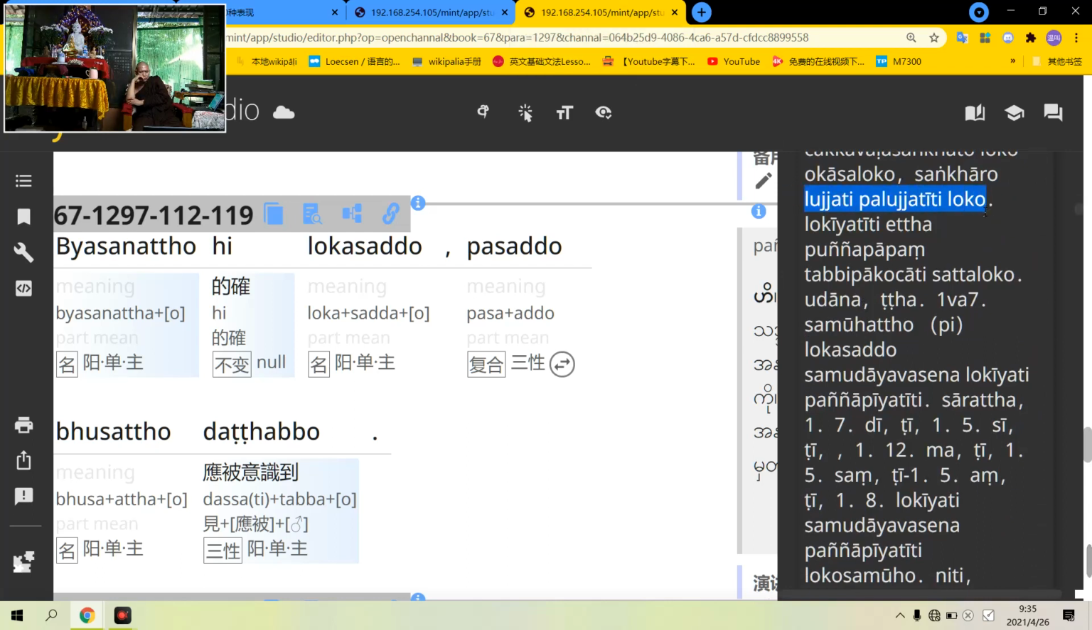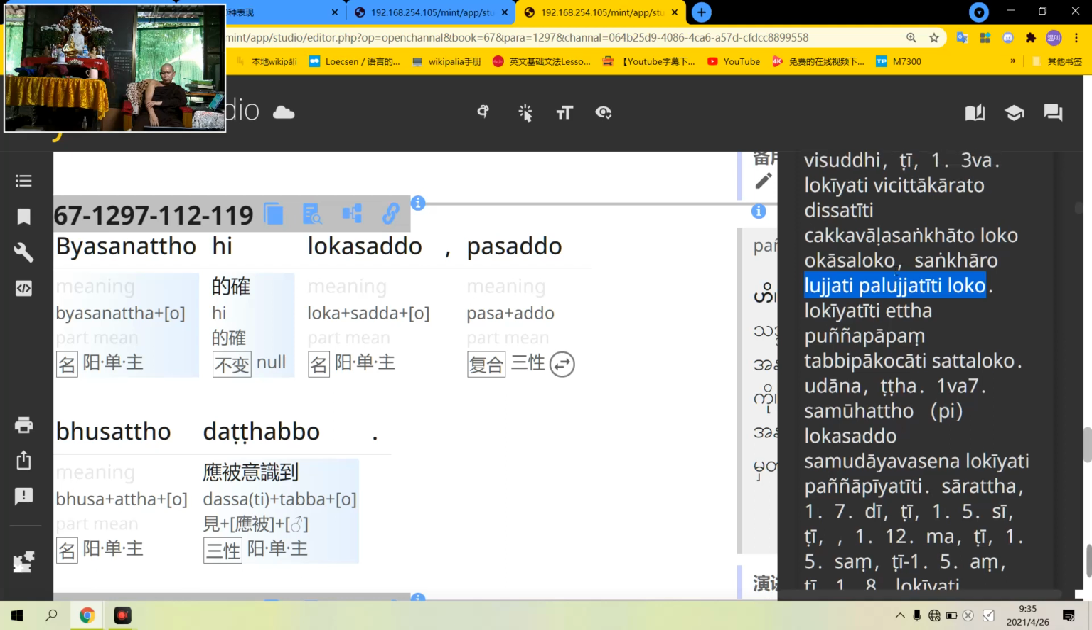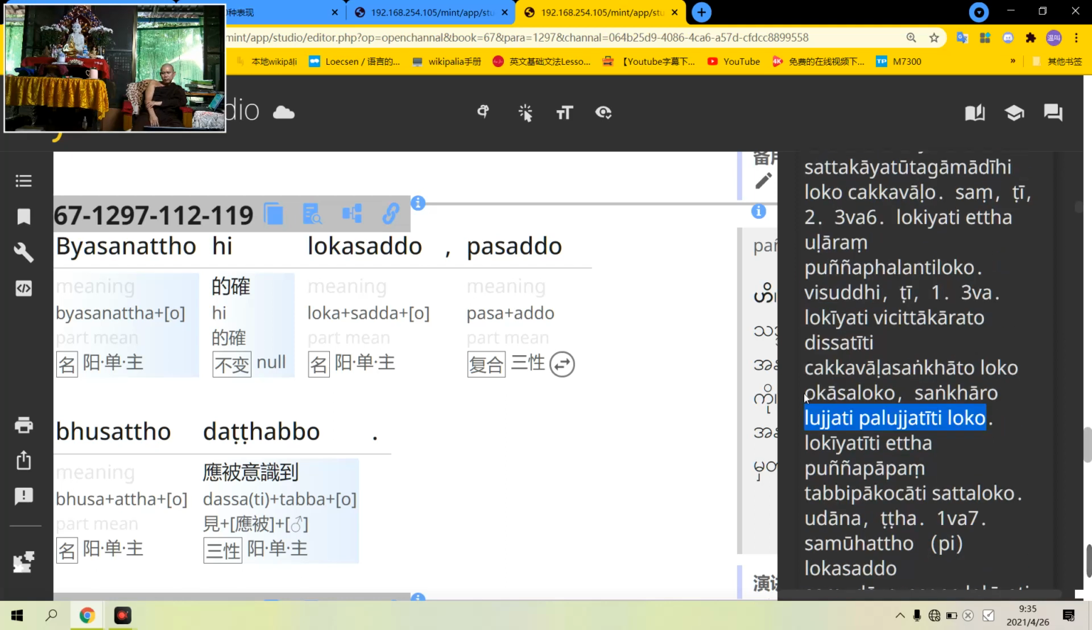This one? Blue Jetty logo. So this refers to a Sankara logo. This is a logo. Okasa loka and Sankara. There are three loka: Satta loka, Sankara loka, and Okasa loka. Yeah, all loka are blue GDD loka.